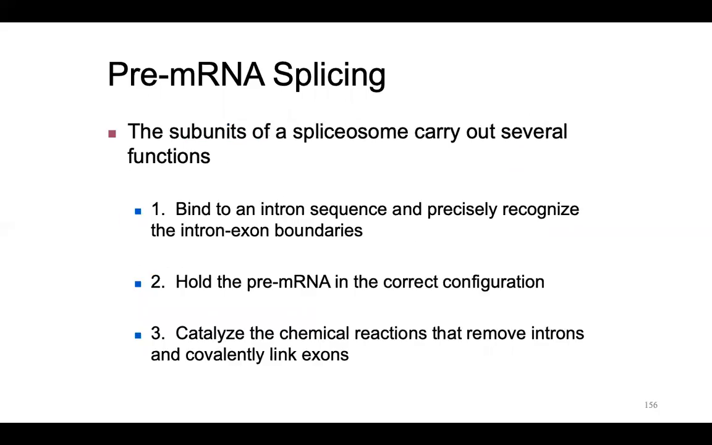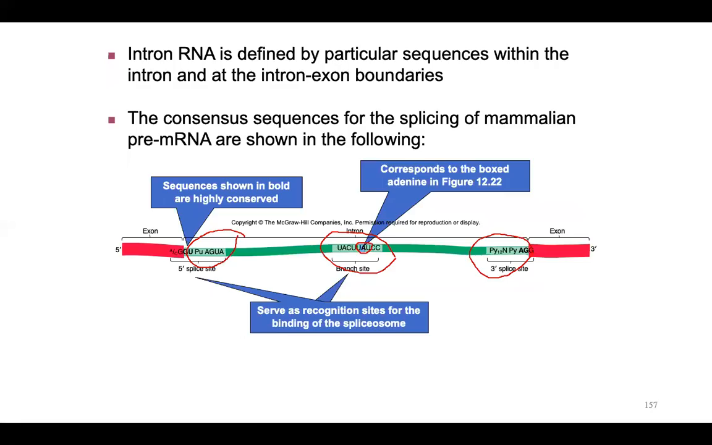The subunits of a spliceosome carry out several functions. First, it binds to an intron sequence and precisely recognizes the intron-exon boundaries. Second, it holds the pre-mRNA in the correct configuration. And third, it catalyzes the chemical reaction that removes introns and covalently links exons. The intron RNA is defined by particular sequences within the intron, not the intron-exon boundaries. So our spliceosomes are very smart also because they can recognize which is an intron.